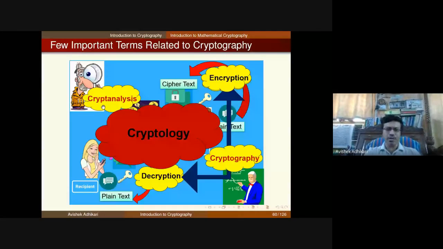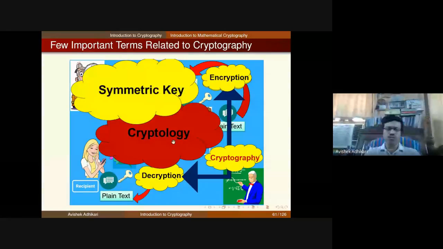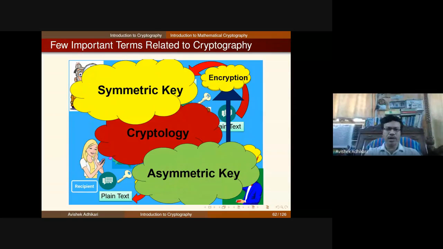So in cryptology, we have basically two important primitives. One is symmetric key, another one is asymmetric key. Now look, these two keys are very important for encryption and decryption. If these two keys are the same, then we call it symmetric key. That means if both the sender as well as the user use the same key to open the message, then we call it symmetric key.